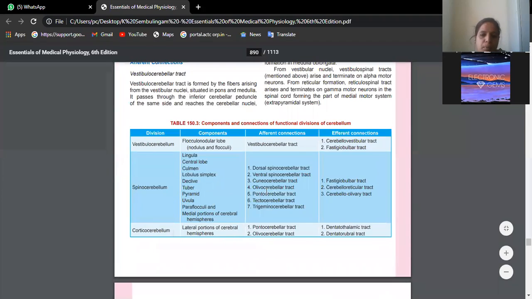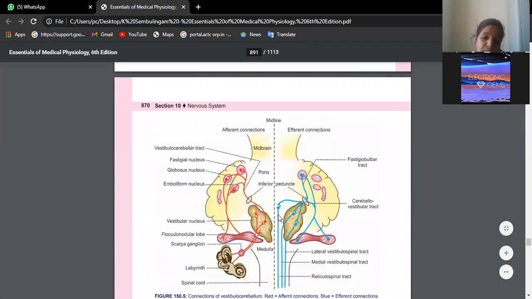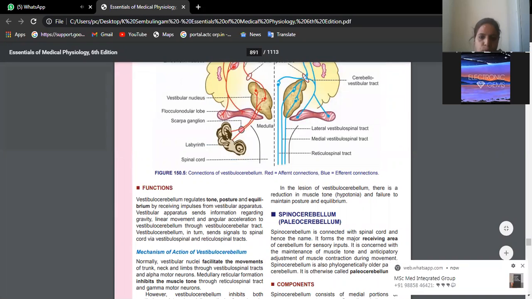This table is very important. You should write the subdivisions and also the connections. Once you know the connections, three different pictures are given. At least one picture I want you to practice.